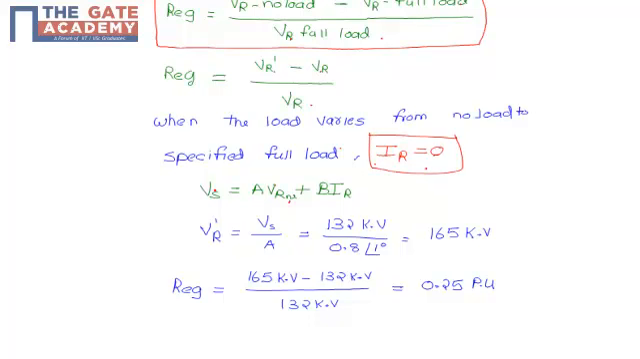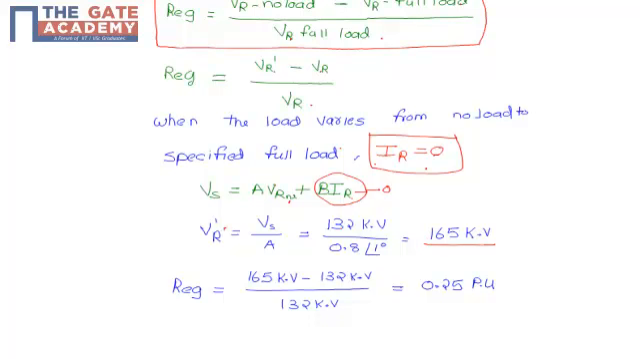So the equation for sending end voltage in the ABCD parameters is Vs is equal to A into VR, the receiving end voltage at no load, plus B into IR, where IR is equal to 0. So the value of this becomes 0. Then the value of VR at no load, VR dash, is Vs by A. The sending end voltage given in the question is 132 kV by A, which is 0.8 angle 1 degree. After calculating this value, we'll get 165 kV, which is the receiving end voltage at no load.